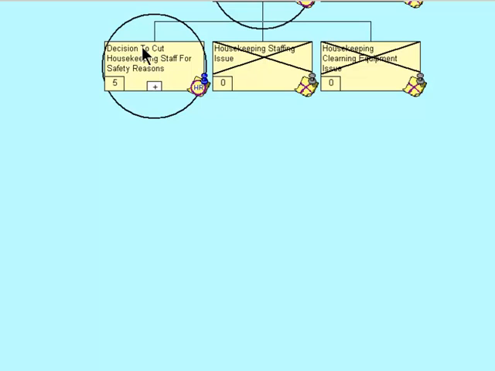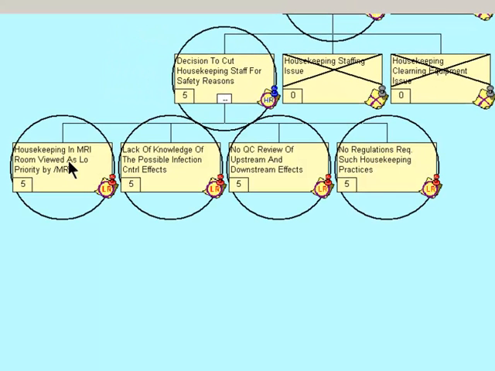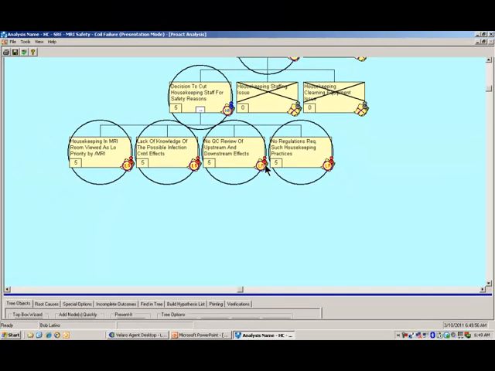So now we want to say, why would we make the decision to cut the housekeeping staff and prevent them from going into the MRI suite? Housekeeping in the MRI room was viewed as a low priority by the radiology staff. Lack of knowledge of the possible infection control effects. No quality control review of the upstream and downstream effects of this decision to remove the housekeeping staff from the MRI suite, and no regulations that required such housekeeping practices. So there wasn't essentially a violation.